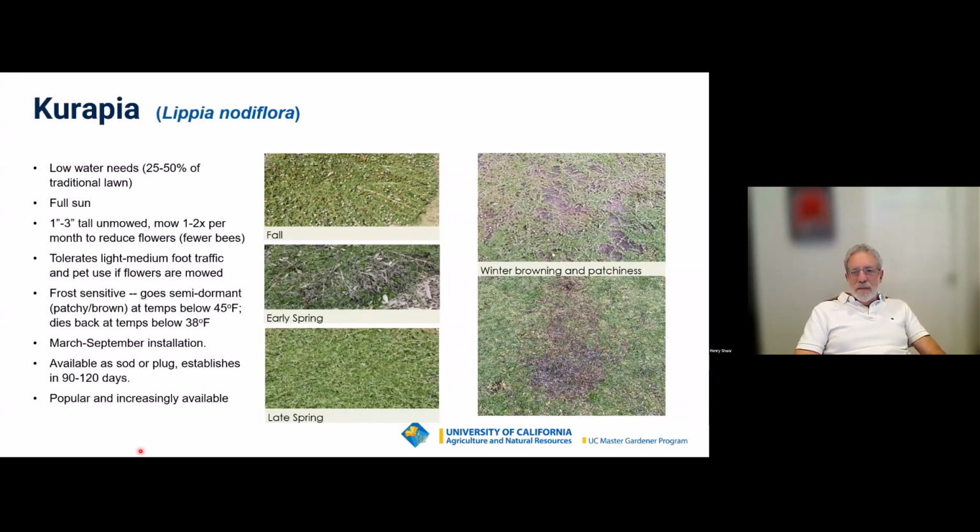It's sensitive to temperature. It's frost sensitive. It goes semi-dormant. It develops patchy brown areas in the winter if the temperatures go below 45 degrees. And the surface expression, the leaves, will die back at temperatures below about 38 Fahrenheit. But it will regrow again in the spring from the roots. It doesn't kill the roots at those temperatures. Again, it's a warm season plant, so we want to install it in the spring to early fall, and it's available either as sod or as plugs. And it takes 3 to 4 months to establish itself.